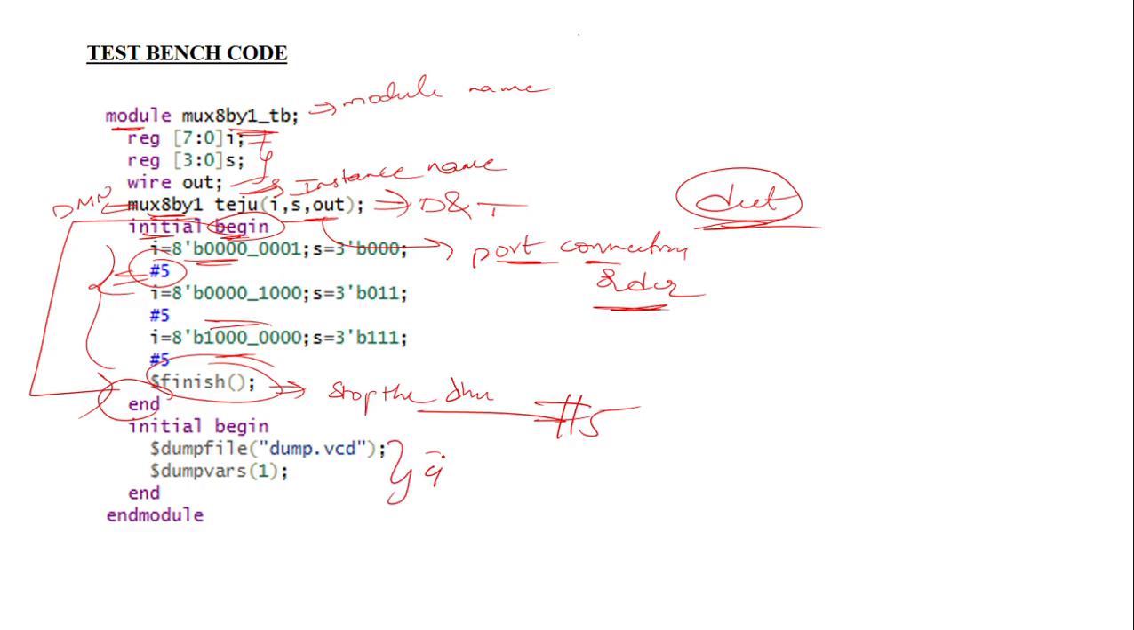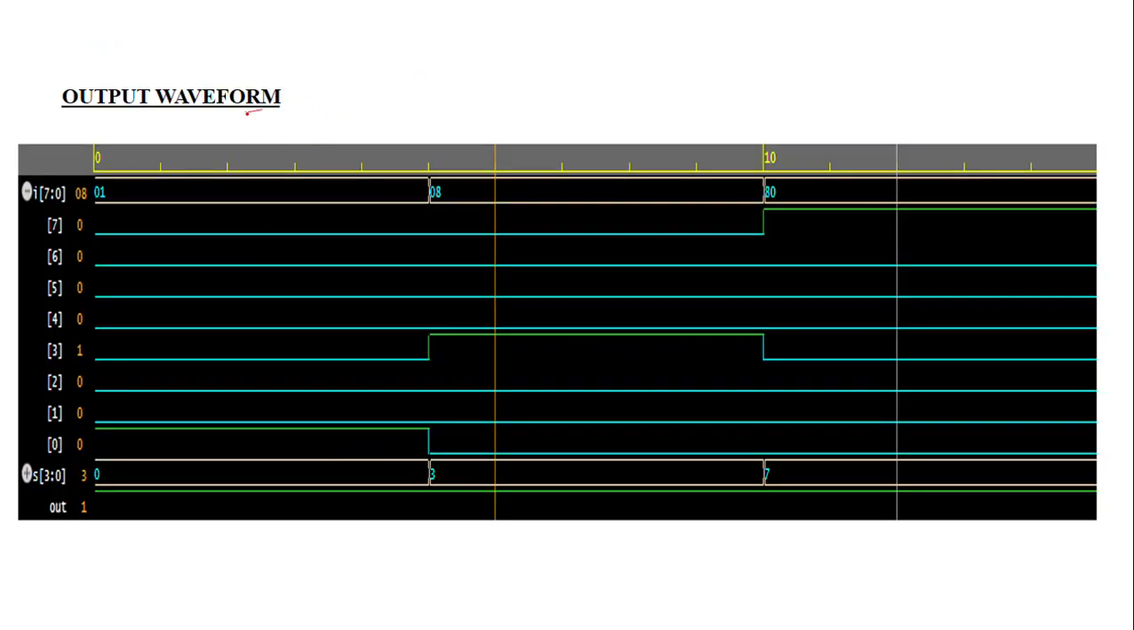These 4 lines are written to generate the waveform in EDA Playground. For this coding I use EDA Playground, which is open source. I already made a video on EDA Playground: how to use it, how to simulate, and how to get waveforms. To get waveforms in EDA Playground you must use these 4 lines. It ends with endmodule. This is our output waveform.